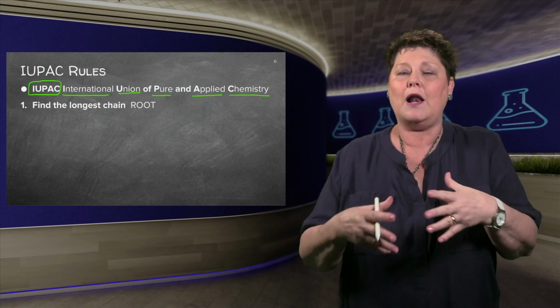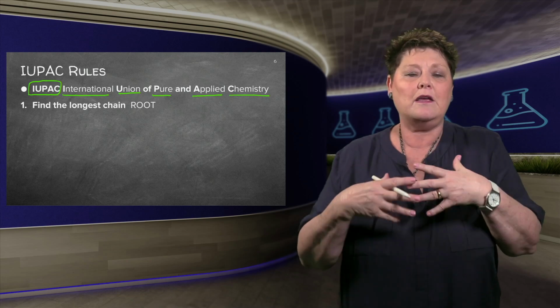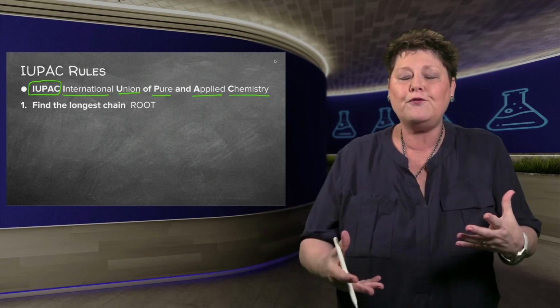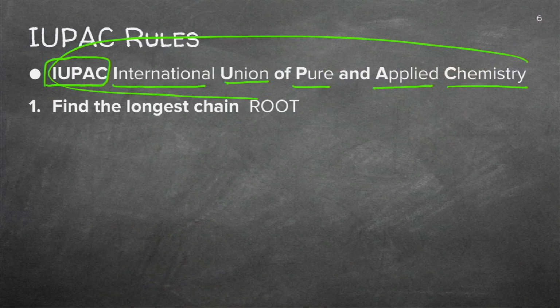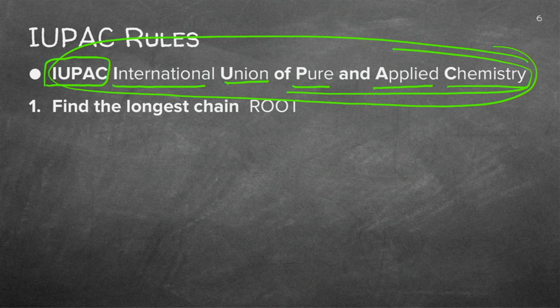If you're in Israel, if you're in America, if you're in Europe, if you're in Africa, in Asia, you'll all be doing the international way of naming. They've got rules. It's the pure and applied chemists who form this organization. You apply, you affiliate, and then you follow the rules. Now, we are bound to that. So, the first rule in the IUPAC system is finding the longest chain.